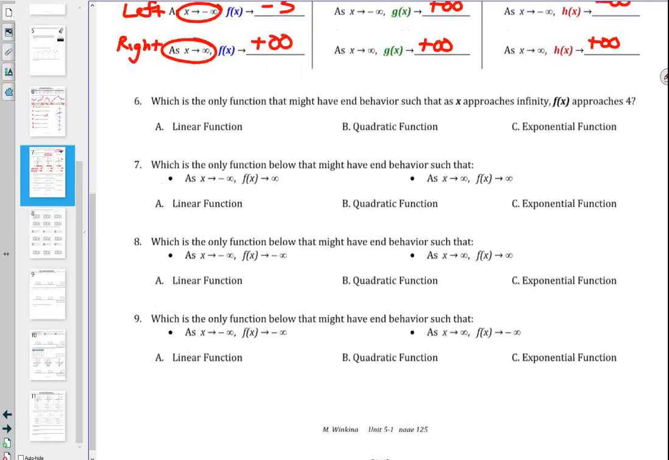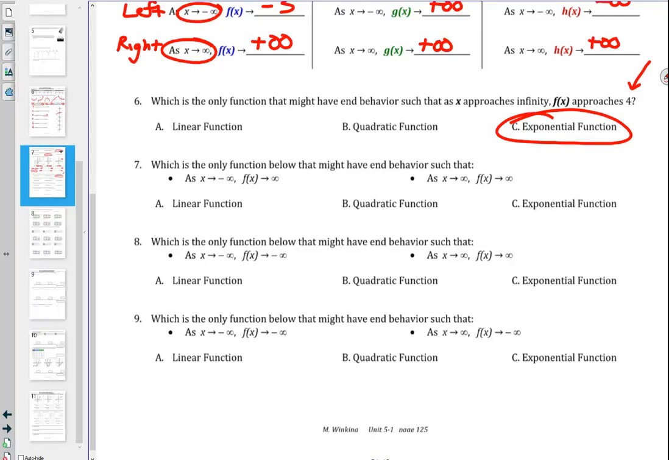Which is the only function that might have end behavior such that x approaches infinity and f of x approaches a number? Exponential. Because the other two have arrows that always go to infinity, like they're going to go forever up, forever left, forever down, forever right. When would an exponential function be headed towards just a number? If that was the asymptote, right? And Reed gets it.